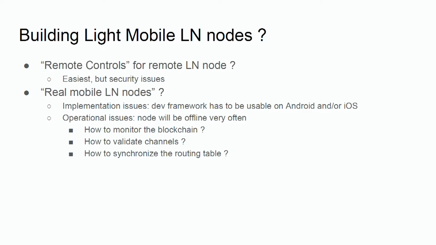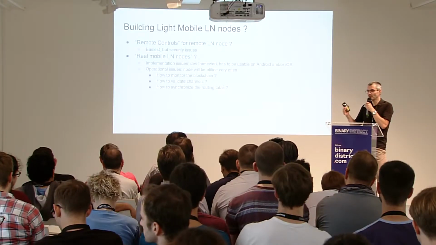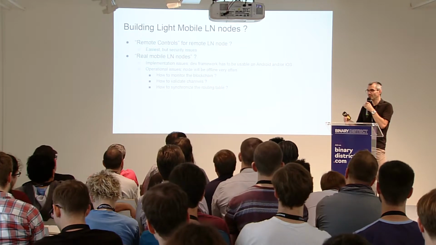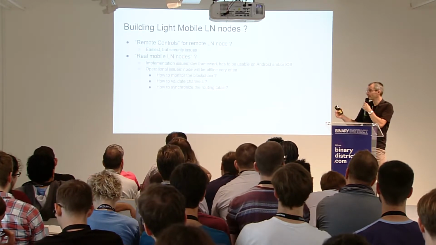So you have to find a development framework that you can use on iOS and/or Android, and it's not that easy. And you have an operational issue. A mobile node will be offline very often. And with Lightning, as you saw, you need to monitor the blockchain because if the other guy is trying to cheat, you need to publish your penalty transaction, and you have a limited time window to do that.